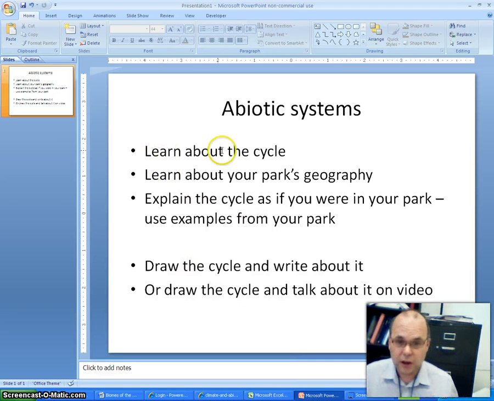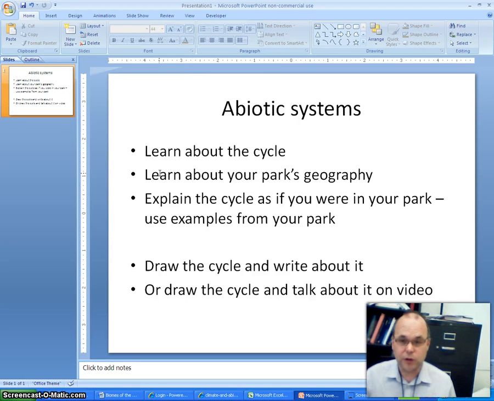First of all, learn about the cycle. Make sure you understand what the water cycle is about. And then look at your park's geography. That might involve watching some YouTube videos about your park or reading some encyclopedia articles about it or looking at some pictures. Just find out what it's like.